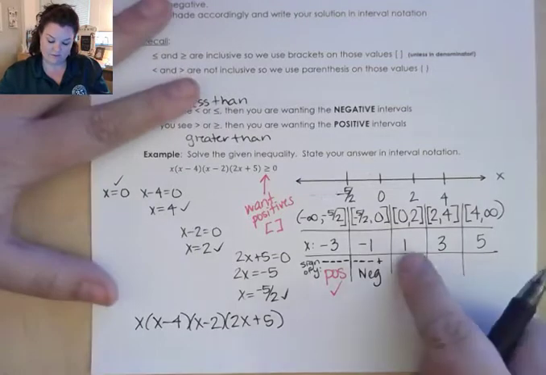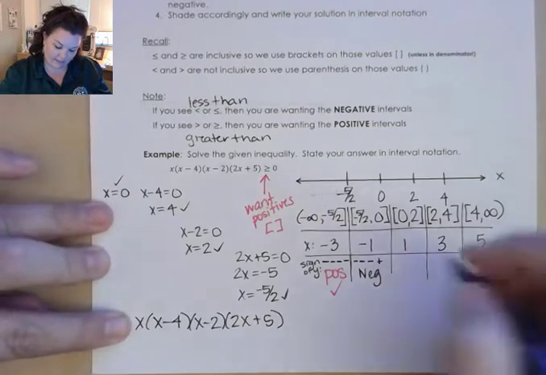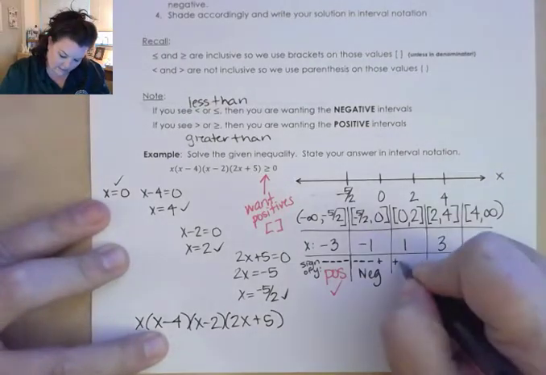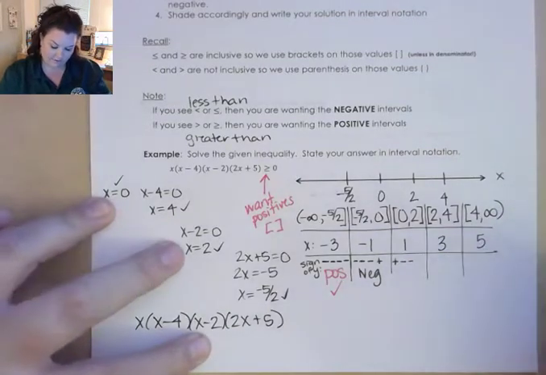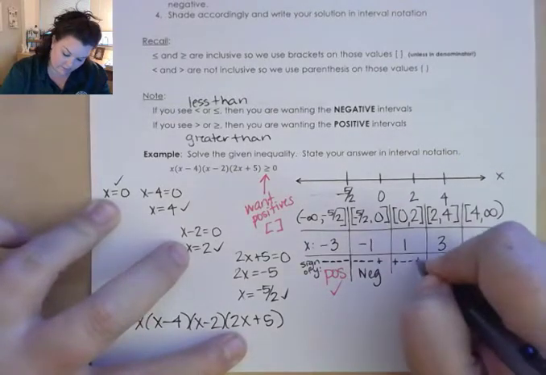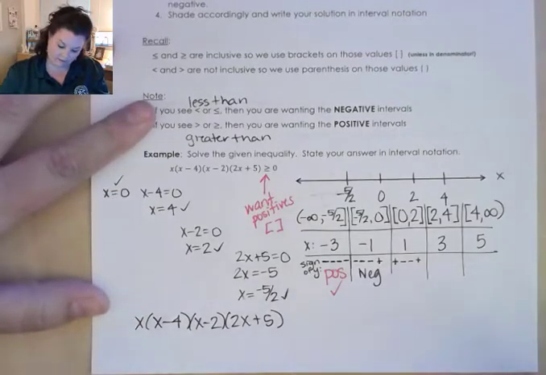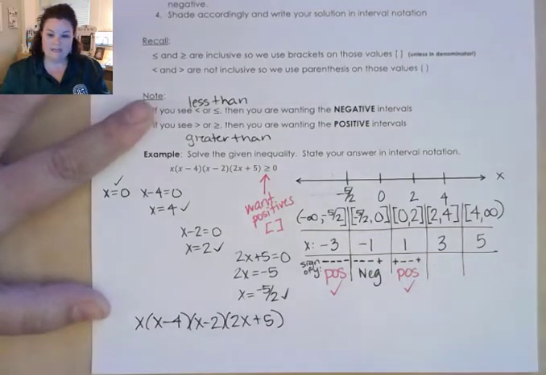Okay, so I move on to my next one, which is +1. +1 in for x is positive. +1 minus 4 is negative. +1 minus 2 is negative. And +1 times 2 is 2, plus 5 is still positive. So 2 negatives and 2 positives all multiplied together is going to give me a positive interval, which again is what I want for my solution.